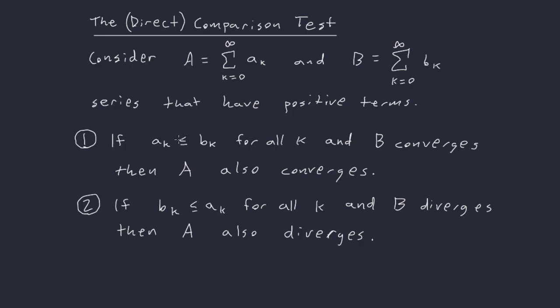Anyway, now if all my a_k are less than or equal to my b_k, for all k, or really for all k past a certain point is what we really need, and B converges, then A also converges. And then if instead b_k is less than or equal to a_k for all k and B diverges, then A also diverges. So what is this saying? Well, here in part one, what it's basically saying is that if you live below a convergent series, you must also converge.